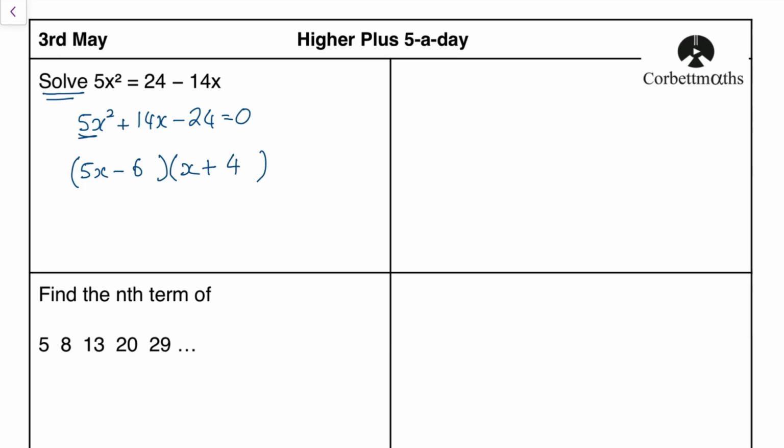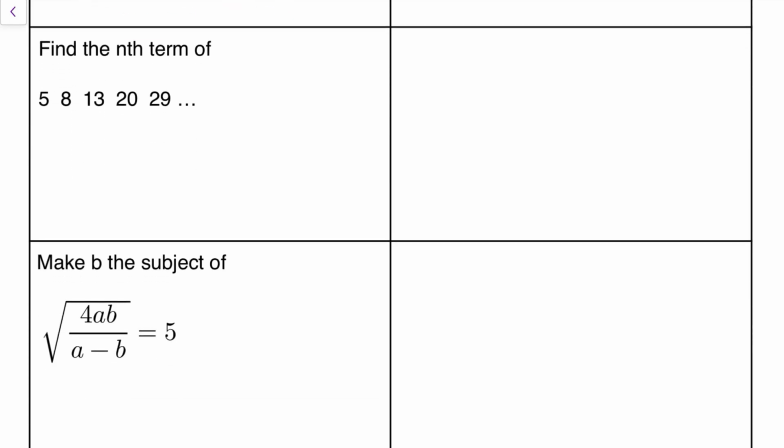All of these will get to the same answer, which is going to be that x is equal to 6 over 5, or x is equal to minus 4. And that is it. First question done. Not too bad today, not too bad a start.